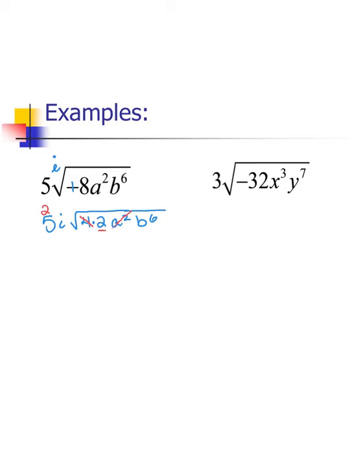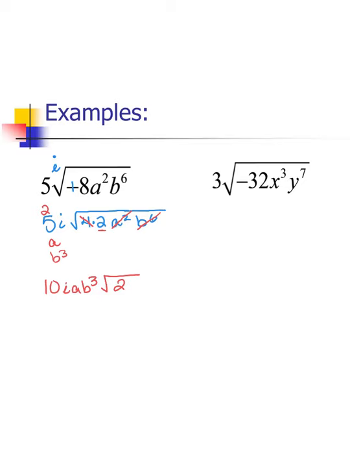The square root of 4 is 2. I cannot simplify a radical 2. The square root of a squared is a, and the square root of b to the 6th is b to the 3rd. So now I'm going to multiply everything in the front. 2 times 5i times a times b to the 3rd. That gives me 10i a b to the 3rd. And underneath the radical, I only have a 2. That is simplified.